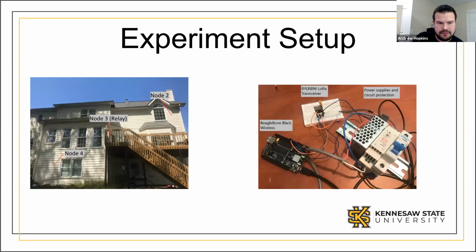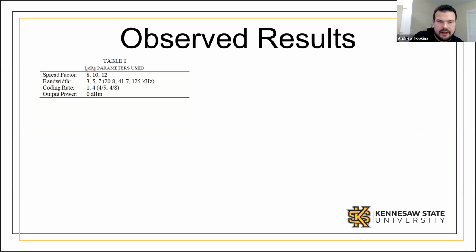And you can see the location where I set it up on the left. This is in a suburban house. Node 2 is upstairs, node 3 was on the middle floor, and node 4 is down in the basement. On the right, you can see the setup with the BeagleBone LoRa transceiver, as well as the power supply and some circuit protection there. So, some results that I saw, first with the LoRa parameters there at the top left.